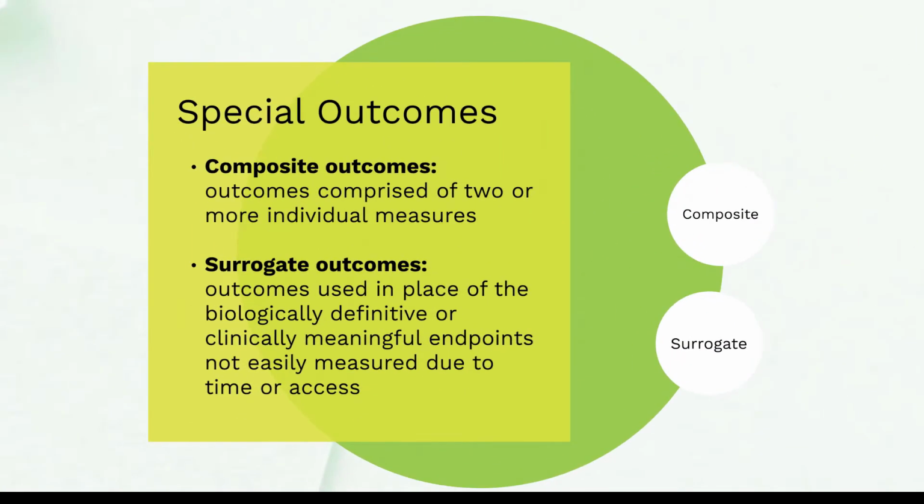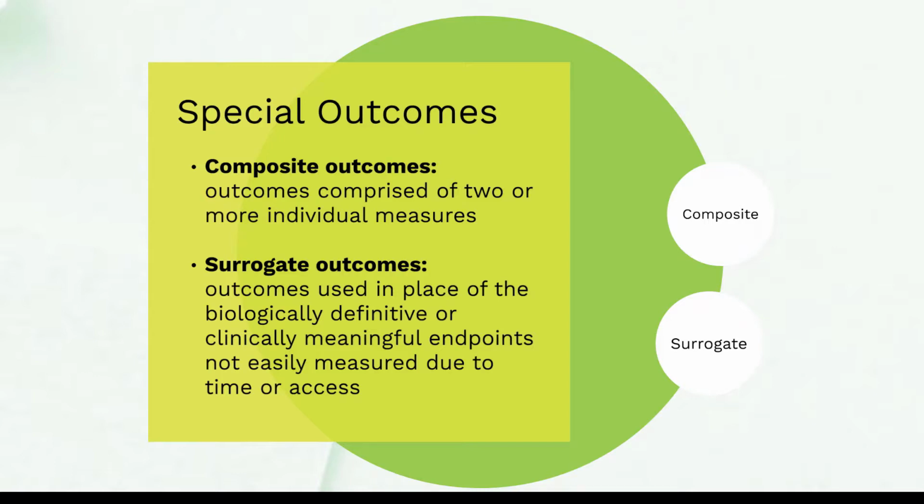So what about the special types of outcomes that you'll hear about? Composite outcomes and surrogate outcomes are two of these. Composite outcomes are comprised of 2 or more individual measures. So if you're looking at the difference between systolic and diastolic blood pressure, that's actually a composite outcome. If you are looking at something like the DAS-28 for arthritis, that has physician-observed, laboratory, and also sometimes a patient-reported outcome, that's a composite measure.